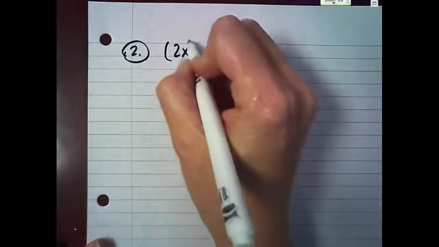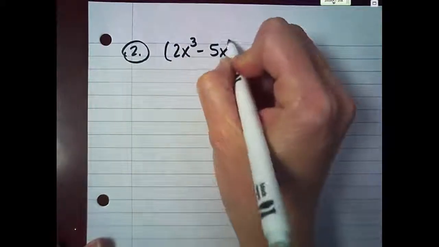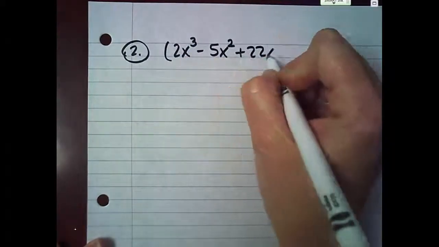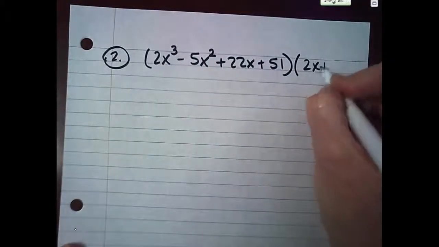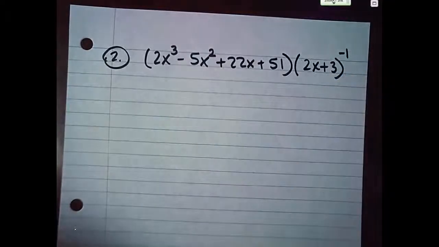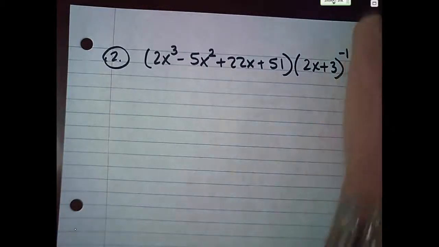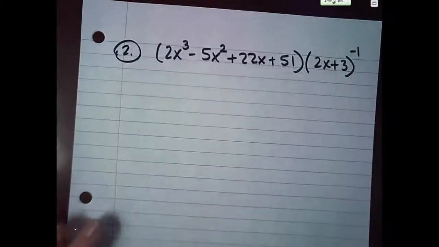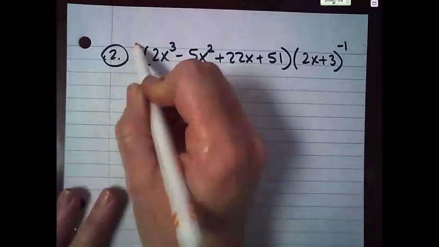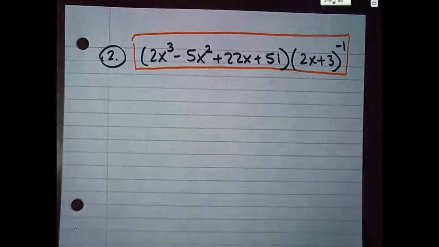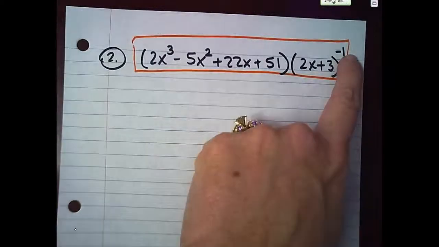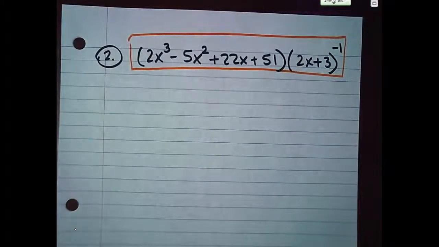2x cubed minus 5x squared plus 22x plus 51, divided by 2x plus 3 to the negative 1 power. What's going on here? What are we doing? What does a negative 1 mean? Where does it belong? What does a negative exponent tell us?